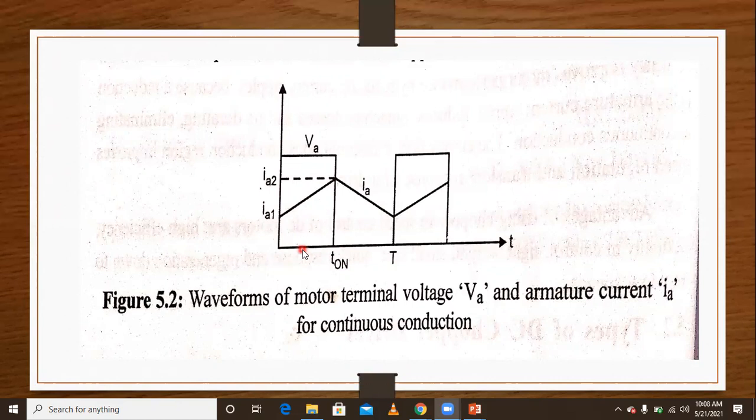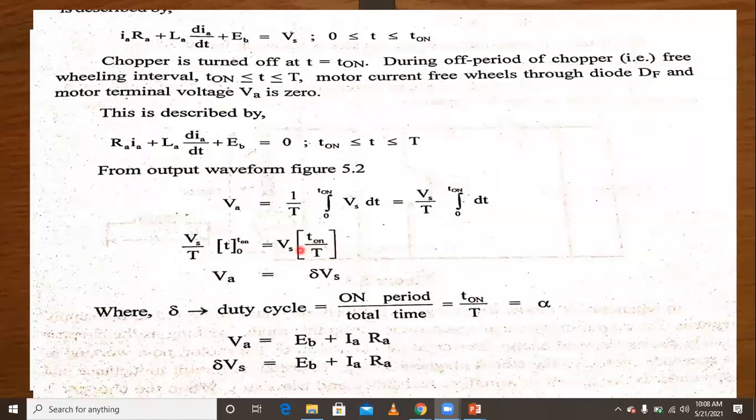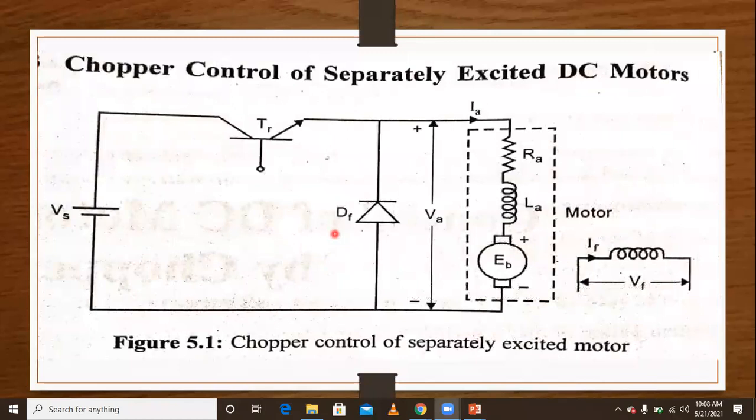So first we discuss motoring control, the motoring operation of the chopper-controlled separately excited motor. Here, consider current limit control used in the chopper. You know the advantage of current limit control and how it operates; I have already explained current limit control using a block diagram.